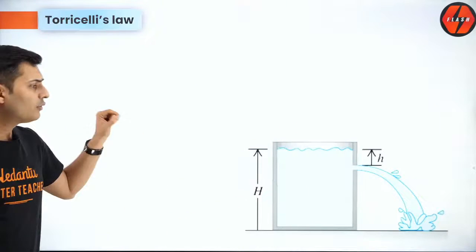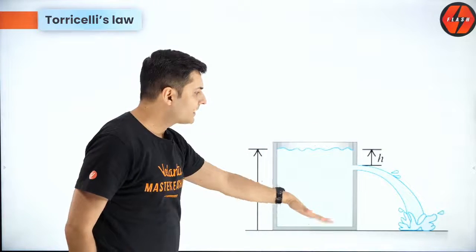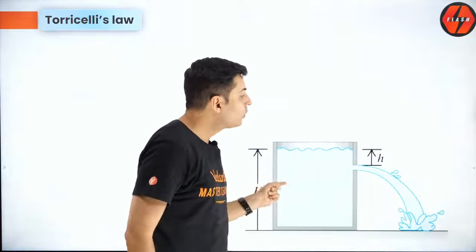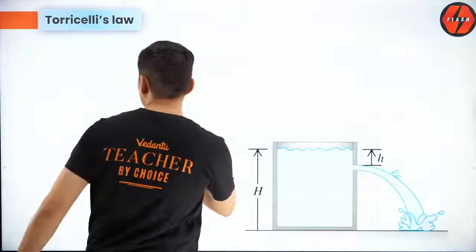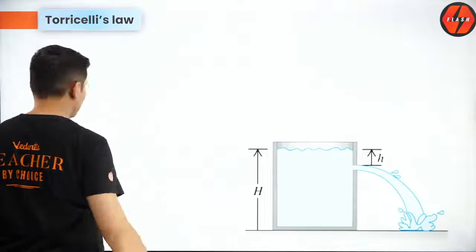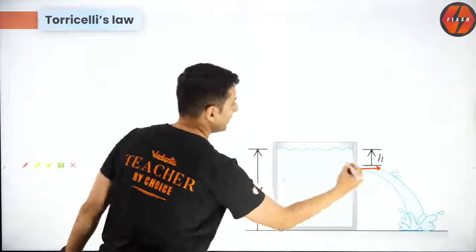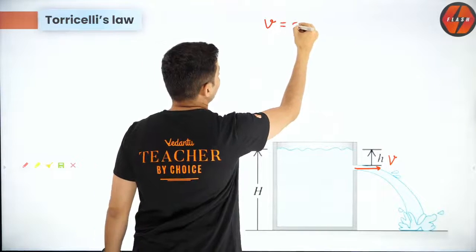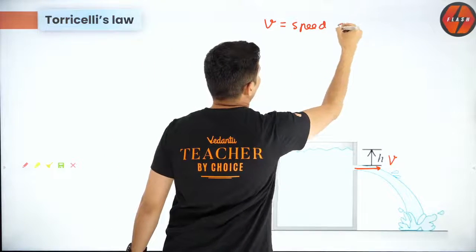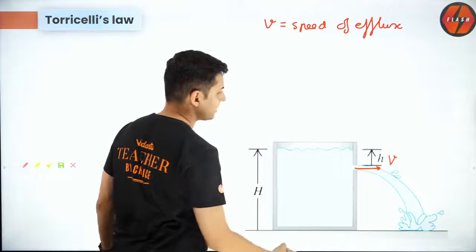So here is the thing, if you drill a small hole in the tank, which contains some fluid, the fluid is going to flow out. That speed with which it comes out over here, let me call it V. This V is called the speed of efflux.